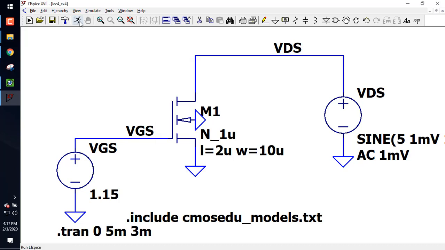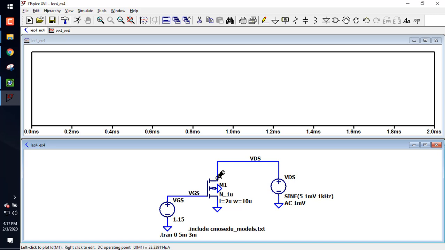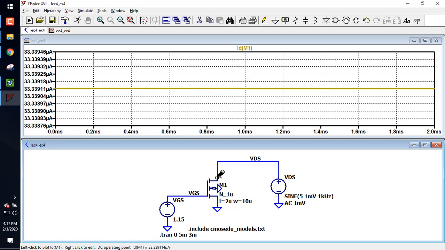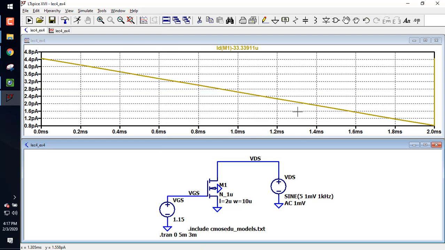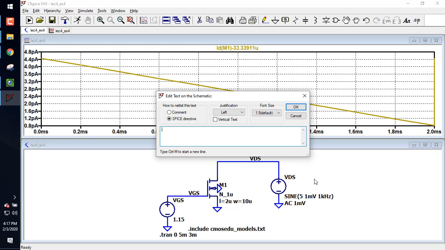Hit OK, hit run, and then I'm going to plot the current after I subtract out the DC. Minus 33.33911 u. Does everybody understand when it's transient, I have both DC and the AC? Any questions? Does it seem like I'm doing magic? Should I have done this last time? I did do it last time. Oh yeah. Damn it. The magic.